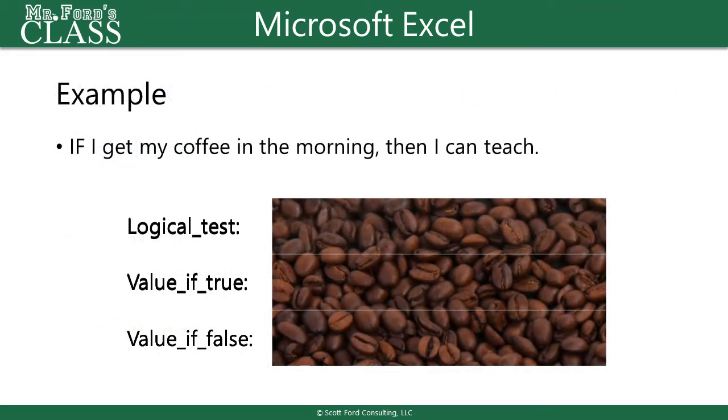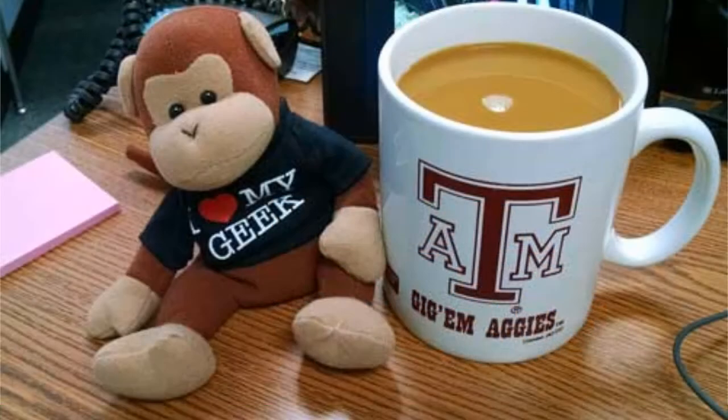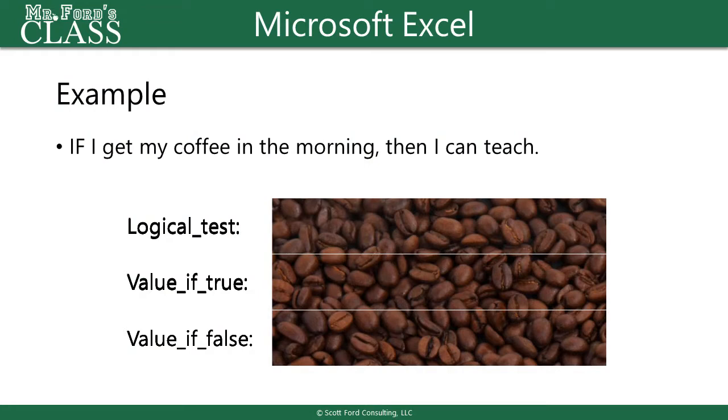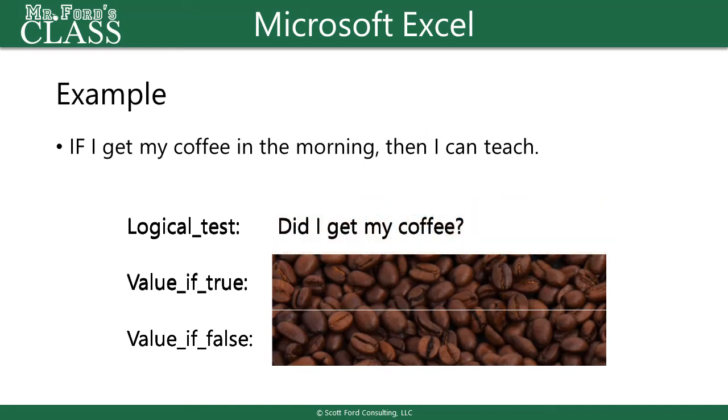For example, I'm a bit of a coffee fiend. In fact, I have coffee right in front of me right now. And if I get my coffee in the morning, then I can teach. So there's a logical test here. The logical test is, do I have my coffee? Did I have my coffee in the morning? That's the logical test. And there's really only two answers to this. Did I get my coffee? Yes or no. There really is no in between.